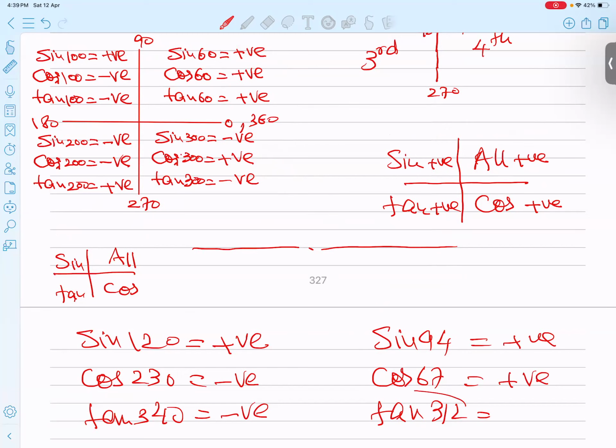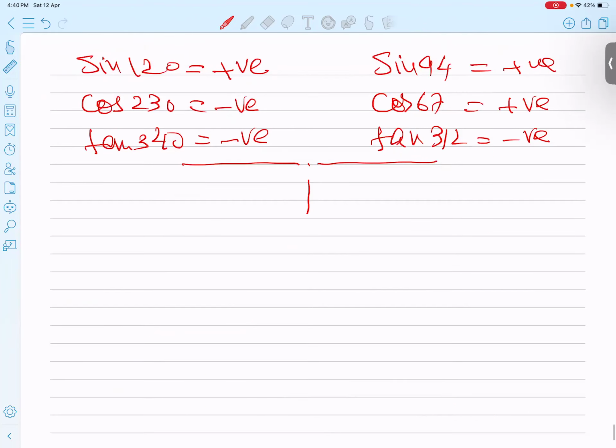Last number, 312, tan. 312 is in the fourth quadrant. And in the fourth quadrant only cos is positive, and sine and tan are negative, so I will write negative here. I believe the point is very clear, and we have done it. Now, students, I'm going to do two questions with you. Get ready yourselves.